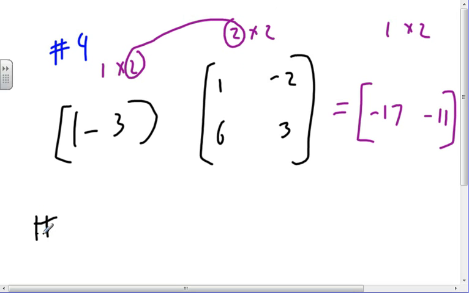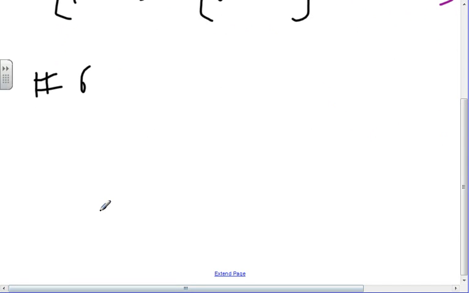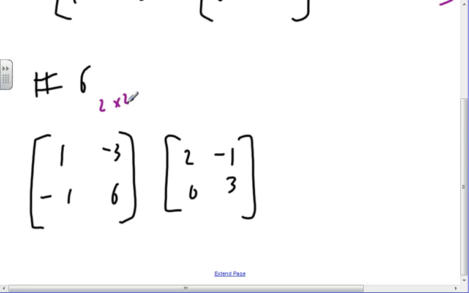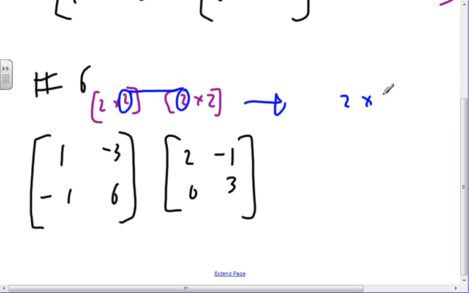Okay, we're going to look at number 6. One, minus 1, minus 3, 6. 2, 0, minus 1, 3. This is a 2 by 2 multiplied by a 2 by 2. We can do the multiplication because those columns are the same as those rows. When we get done, we're going to have a 2 by 2 matrix.